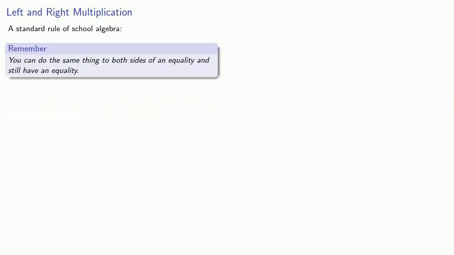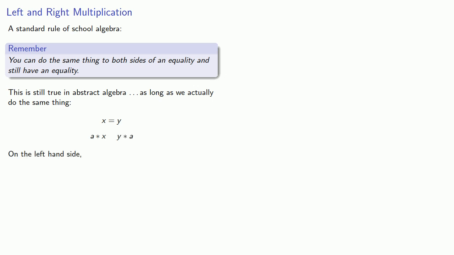Remember, our ultimate goal here is to be able to generalize this notion of solving an equation. So here's a standard rule of school algebra. You can do the same thing to both sides of an equality and still have an equality. This is still true in abstract algebra as long as we actually do the same thing. So for example, if I have x equals y, well, I'll star both sides with a. And notice that on the left-hand side, we multiplied on the left by a. We need a good, creative way to express this idea that we multiplied on the left by a. So how about we left multiplied by a?